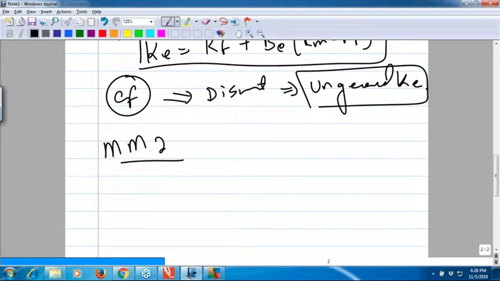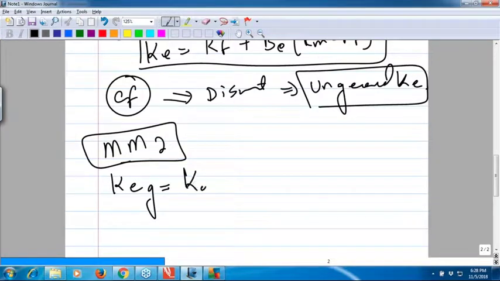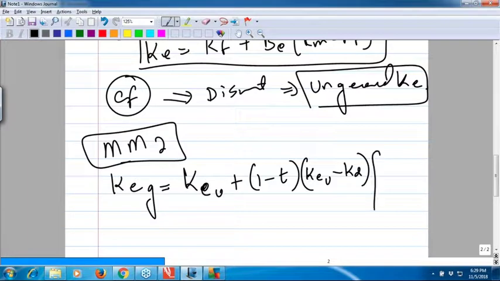So the best way of doing this question is going to be the application of the Modigliani and Miller 2 model. That is what is actually going to help you. Now, what exactly is the formula for MM2? The cost of equity of a geared company is the cost of equity of an ungeared company plus (1 minus t), and then you multiply it with the cost of equity of an ungeared company minus the cost of debt, and then you multiply it with the market value of debt divided by the market value of equity. That's how you do it.